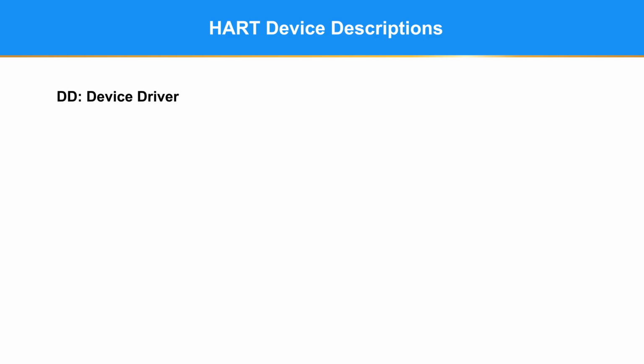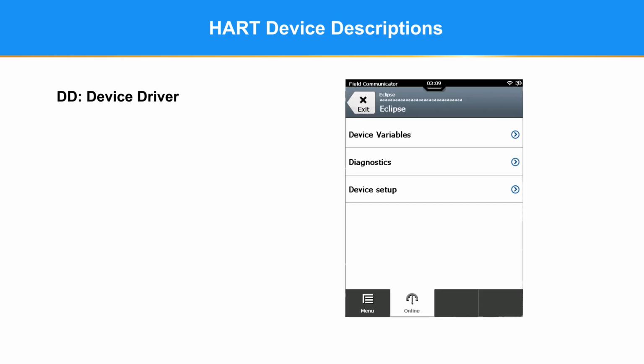Device drivers. Similar to printers, each device and each revision of the device needs a new driver. If a manufacturer adds functionality to a device, a new driver needs to be made to access the new functionality. These drivers are created in different forms to cover all the industry needs. The original device drivers were written in the HART device description language.